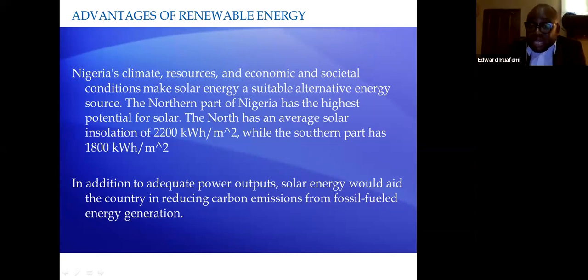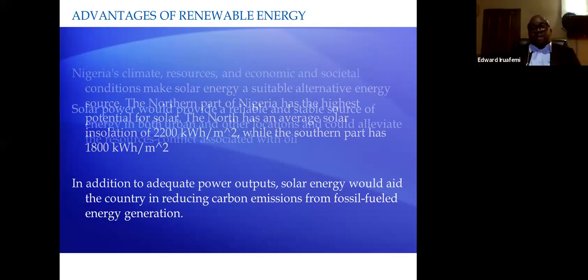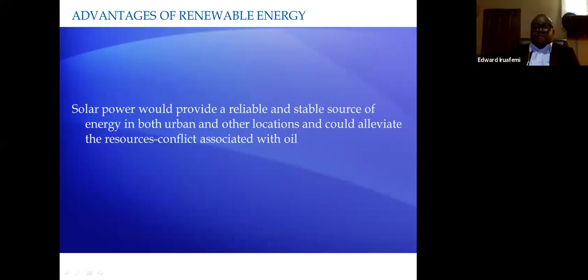And in addition to the adequate power output, solar has been an aid in reducing, as I said earlier on, carbon emission from fossil fuel a lot, because we should be thinking more of leaving oil and facing what will not harm the environment with free energy we can get from nature to generate light. We should be looking in that direction. It's a direction most of us need to focus on.